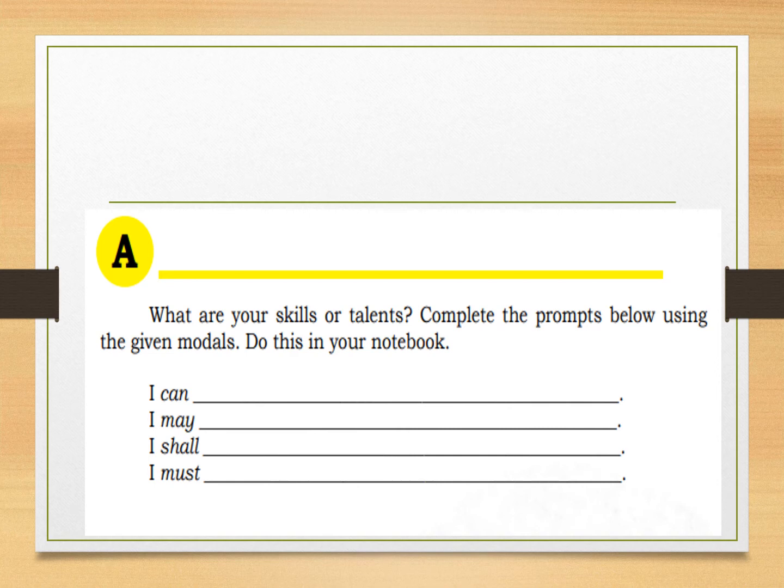Next, what are your skills or talents? Complete the prompts below using the given modals. Do this in your notebook. So we have I can, blank, I may, I shall, and I must.